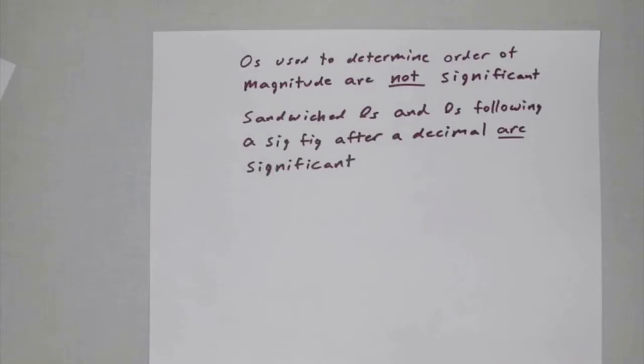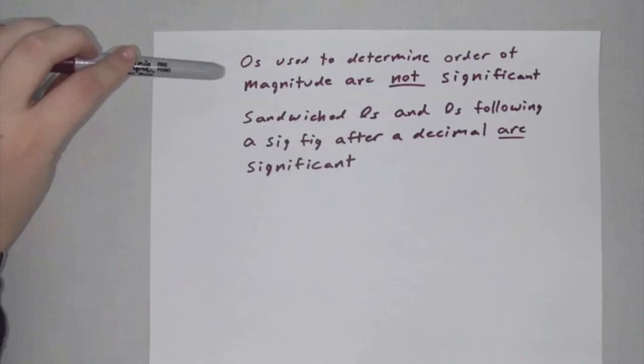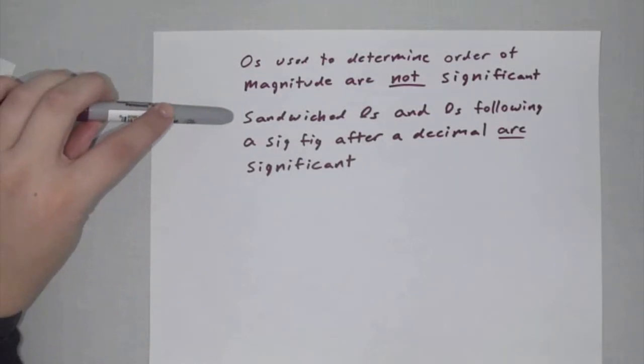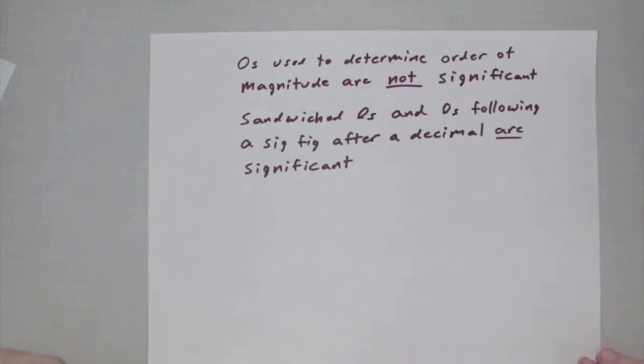As a recap of significant figures, remember that zeros used to determine the order of magnitude are not significant, and sandwich zeros or zeros following a sig fig after a decimal place are significant. And when in doubt, always, always, always use scientific notation. Now that we've covered significant figures, let's move on to precision and accuracy.